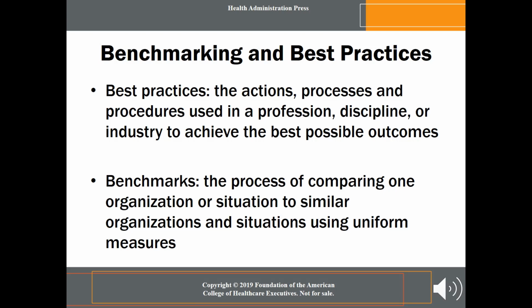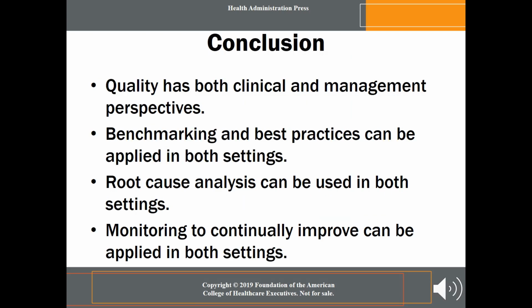Comparing how an organization stacks up against a standard or a similar organization's results is known as benchmarking. It applies to both clinical and administrative processes. So in conclusion, quality has both clinical and management perspectives. Benchmarking and best practices can be applied in both settings. Root cause analysis can be used in both settings, and monitoring to continually improve can be applied in both settings.